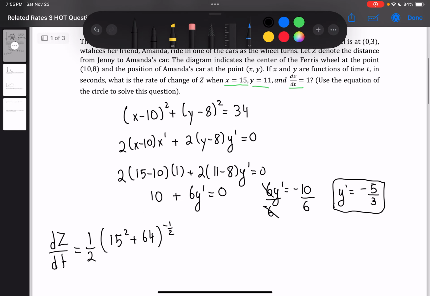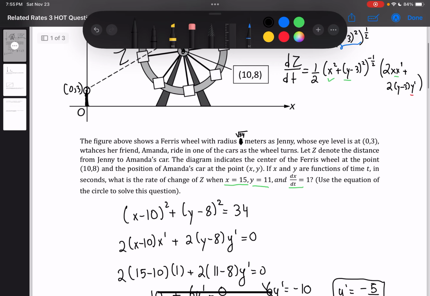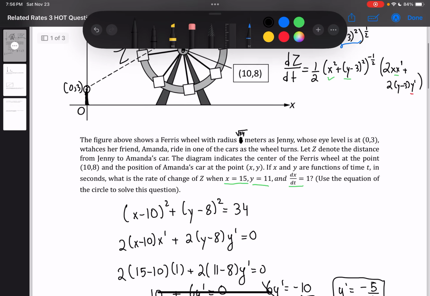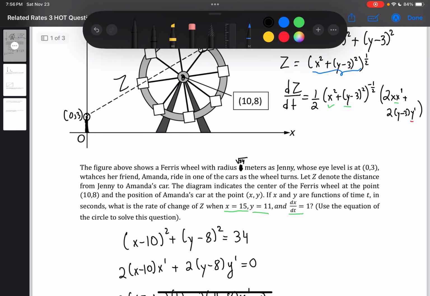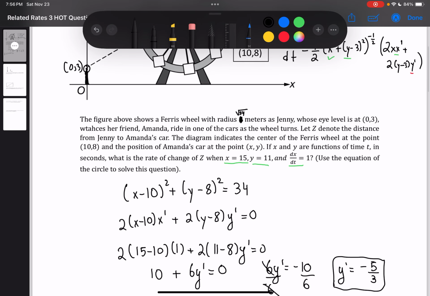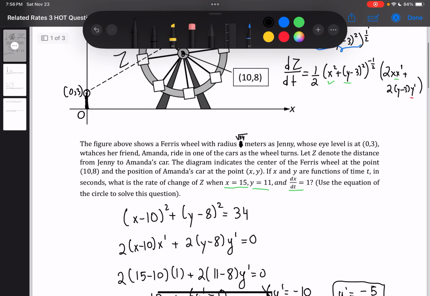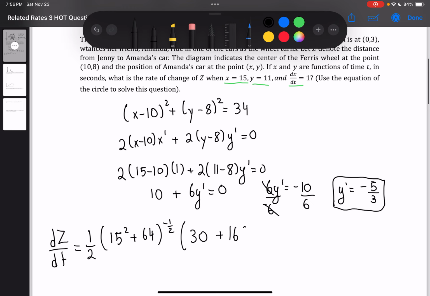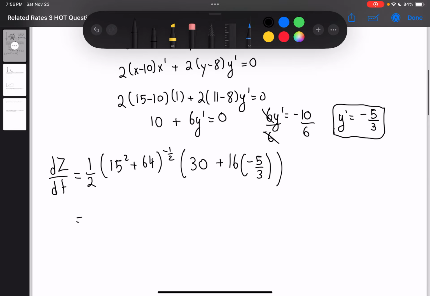And then we're going to have our chain rule effect over here. So 2 multiplied by 15, it's going to be 30 multiplied by 1, so it remains 30. And then we're going to have 2 multiplied by y minus 3, so 11 minus 3 is going to be 8. 8 multiplied by 2 is 16, so it's going to be plus 16 multiplied by minus 5 over 3. And this is going to be the beginning of the end of the question.